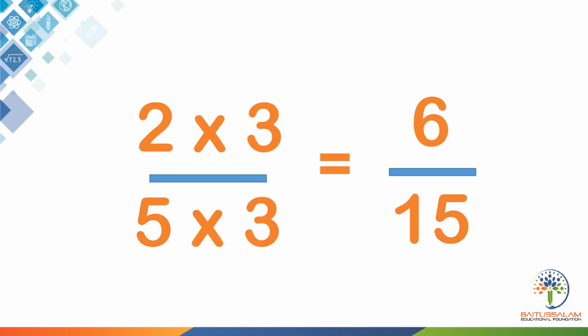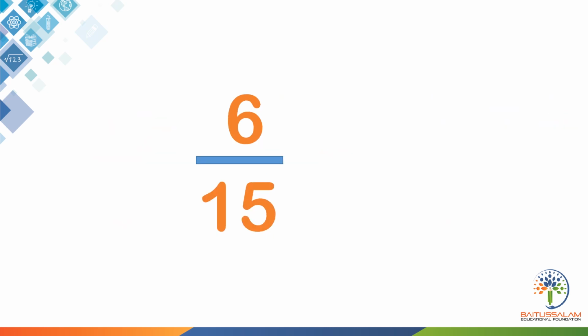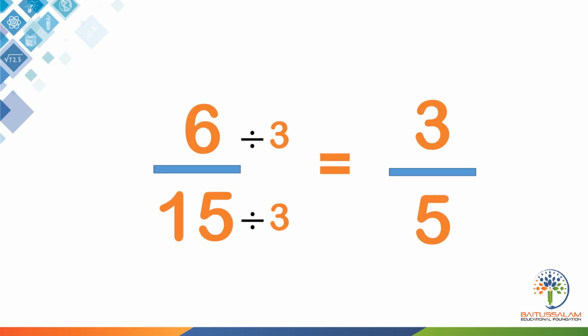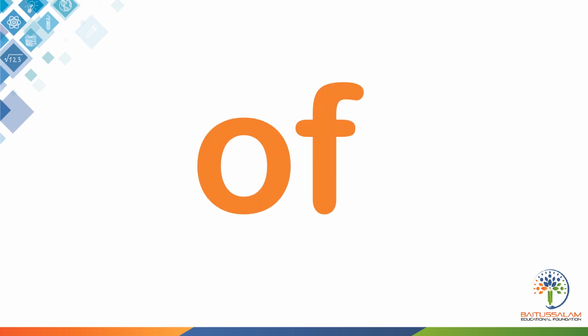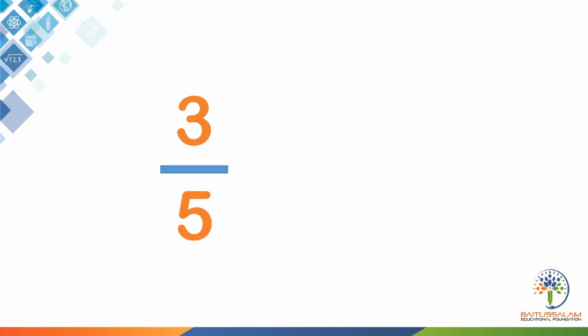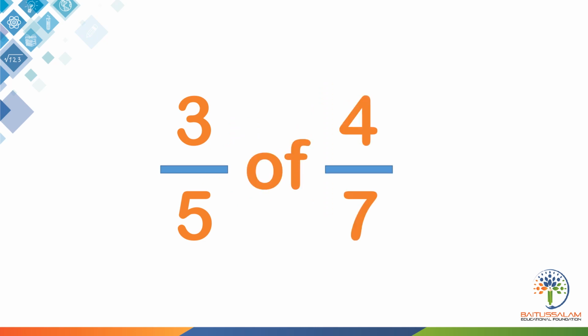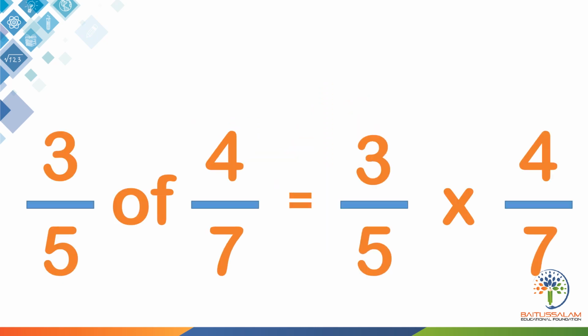This gives us 6 upon 15. However, in the end we need to simplify the answer, as both 6 and 15 are divisible by 3. Thus the answer is 3 upon 5. Another thing we need to know is that sometimes instead of the multiplication sign, the word "of" is used. For example, 3 upon 5 of 4 upon 7, which means multiplication, 3 upon 5 multiplied by 4 upon 7.